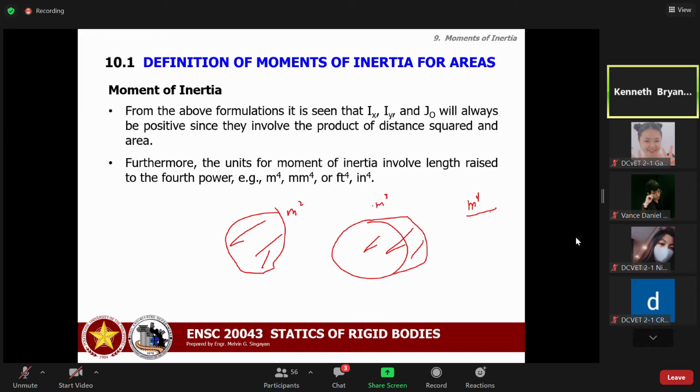So in the latter discussions on mechanics of deformable bodies, you will encounter the moment of inertia. But for now, what you need to learn is how to determine the moment of inertia for a given area. So let's do the parallel axis theorem for an area.